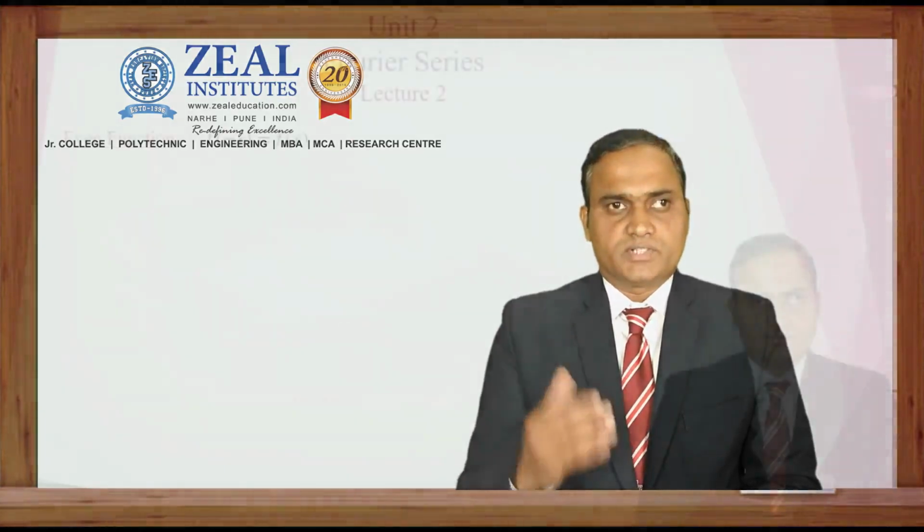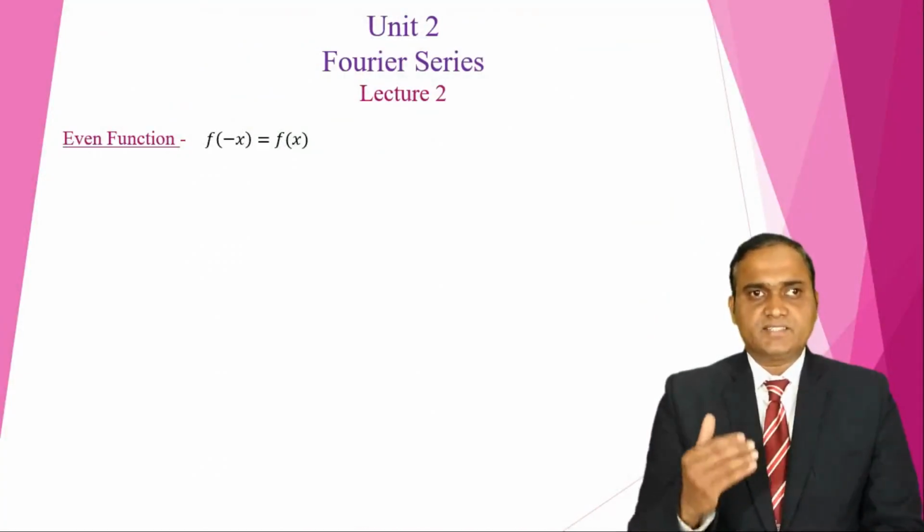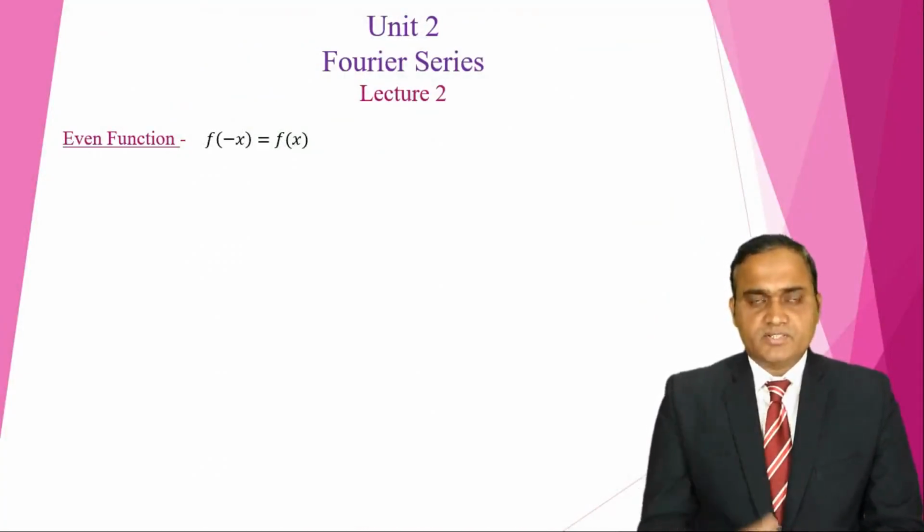Now, in this video, I will tell you how to find the Fourier series in the interval minus pi to pi of an odd function. Before that, we need to know the definition of even and odd function. When a given function is even, when x is replaced by minus x, if we get again the same function, then we say that it is an even function.